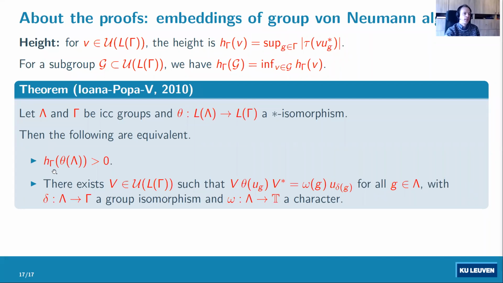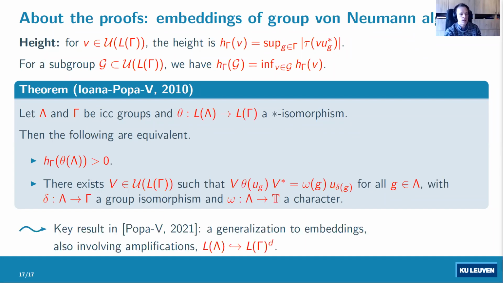If this group of unitaries has positive height with respect to gamma, that's really equivalent, on the nose and in full generality, with the isomorphism being group-like, meaning that after a unitary conjugacy, which you always have to allow, the isomorphism becomes an isomorphism of the groups and a character of the group, which also you always have the liberty to define in that way. So this was at the heart of our superrigidity theorems back in 2010.